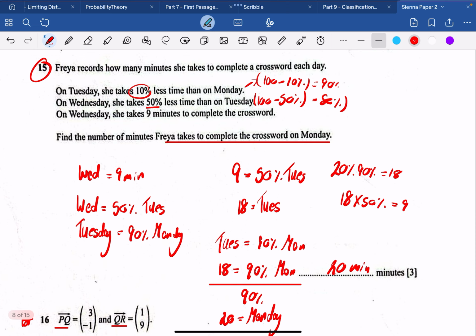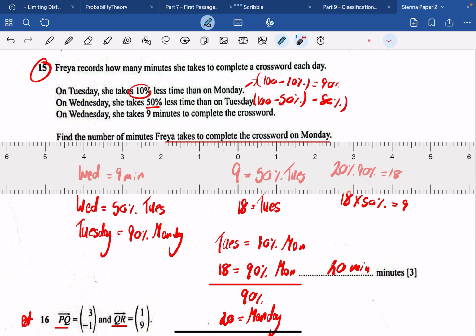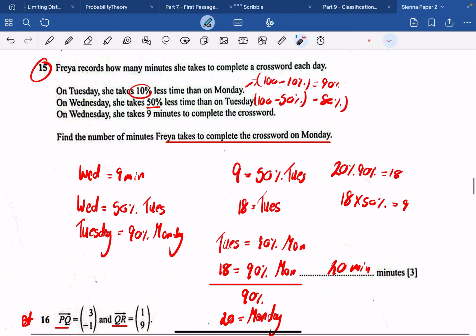So now let's come back to our Wednesday and Tuesday. Let's see if we can figure out Tuesday's time. 9 minutes is equal to 50% of Tuesday, right? Happy. So if 9 is equal to 50% of Tuesday, then 18 is equal to Tuesday, because 18 times 50% equals 9. So we're happy with that.